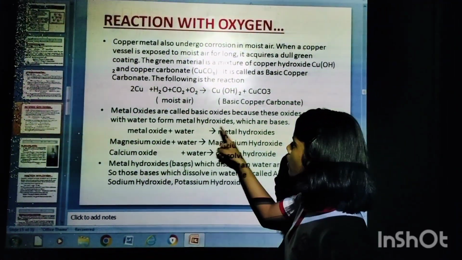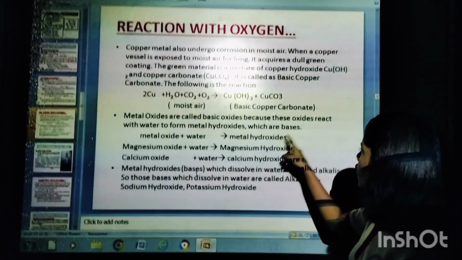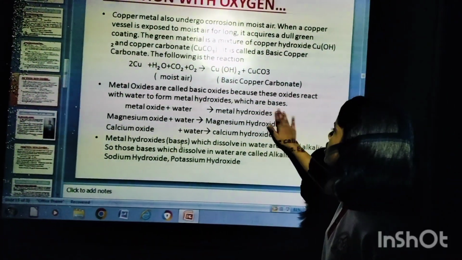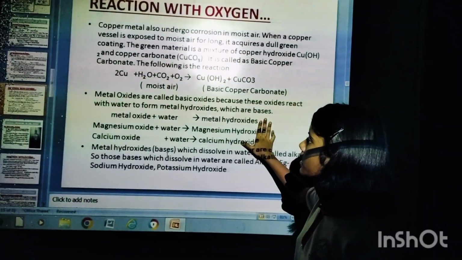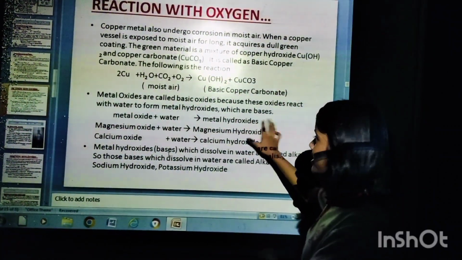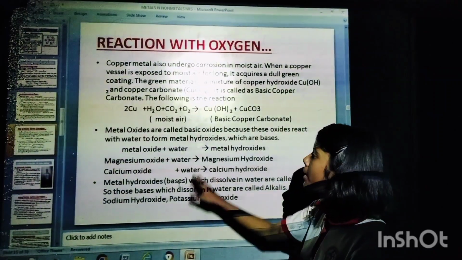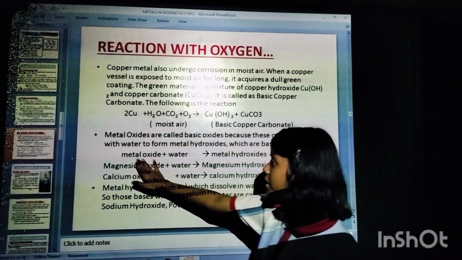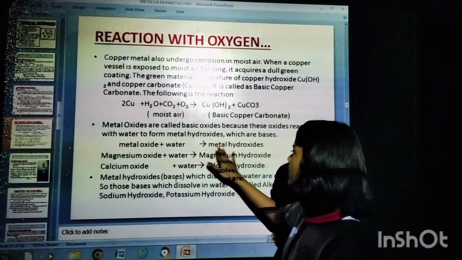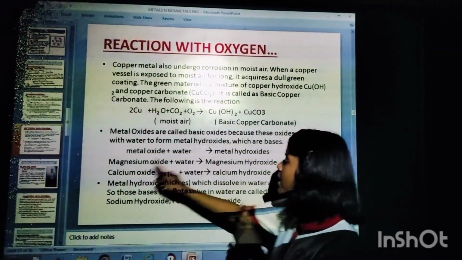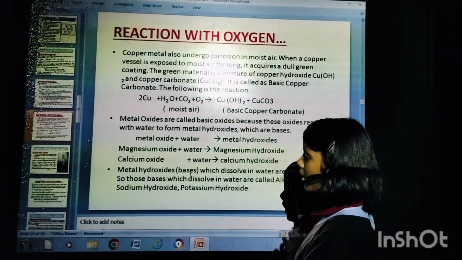Metal oxides are called basic oxides because these oxides react with water to form metal hydroxides, which are bases. For example, metal oxide plus water gives metal hydroxide. Magnesium oxide plus water gives magnesium hydroxide. Calcium oxide plus water gives calcium hydroxide.